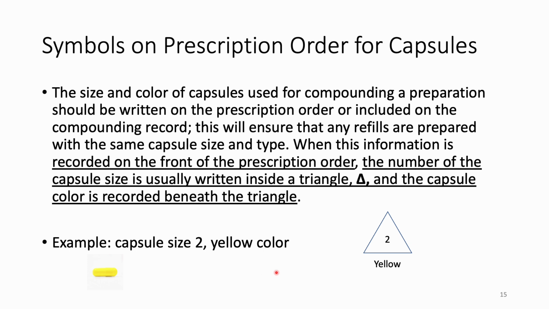On the prescription order of capsules, in case the prescriber wants you to use a certain color or number, they can have some symbols. The size and color of capsule used for compounding a preparation should be written on the prescription order or included on the compounding record. This will ensure that any refills are prepared with the same capsule size and type. When this information is recorded on the front of the prescription order, the number of the capsule size is usually written inside a triangle, and the capsule color is recorded beneath the triangle. For example, capsule is a 2 yellow. This means the capsule size is size number 2 and the color is yellow.